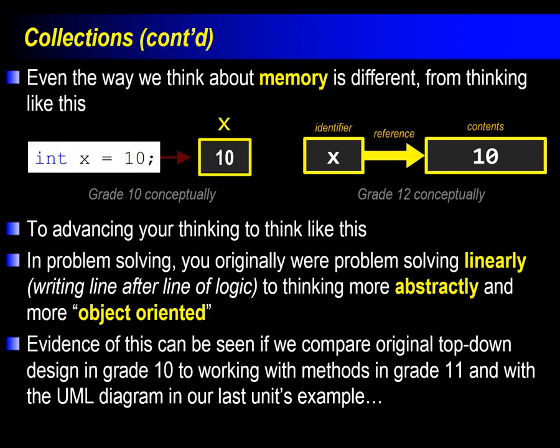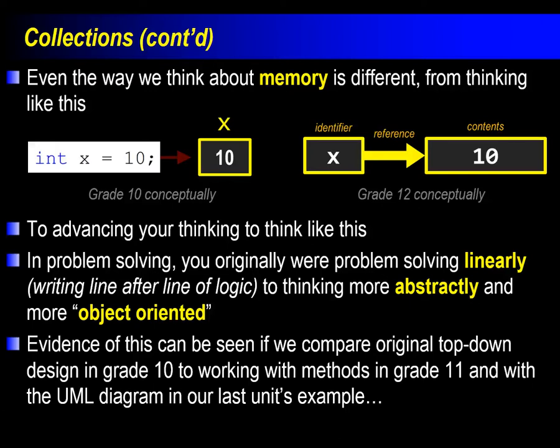Even in the problem solving you did, when you first learned in grade 10, you solved it sort of line by line. Remember, like dot visible equals true, dot text equals hello. It was very line by line. Now you're even thinking of things abstractly. That was a concept in our last unit. So you're now moving towards more object-oriented programming. You don't think of things line by line anymore, hopefully. You're really seeing the big picture as you're programming.